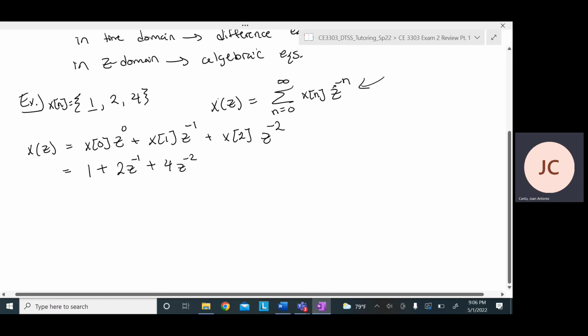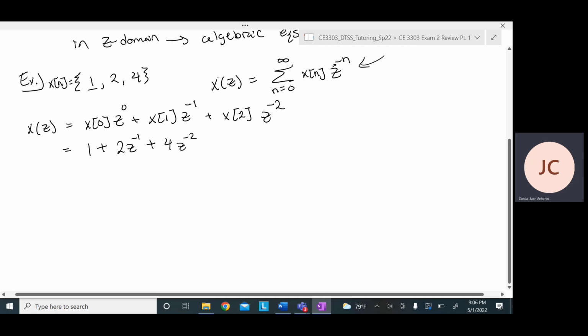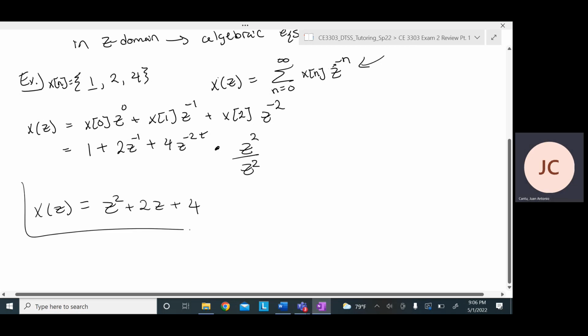And that's it. One way of simplifying this, and what you will do a lot more than likely, is actually try to get rid of these negative exponents. So to do that, you just take your highest power. For us, it's 2, and you multiply it by z squared over z squared, which is just 1. And this will get rid of all your negative exponents. So we'll have X of z is equal to z squared plus 2z plus 4. Okay, and this is our Z transform.